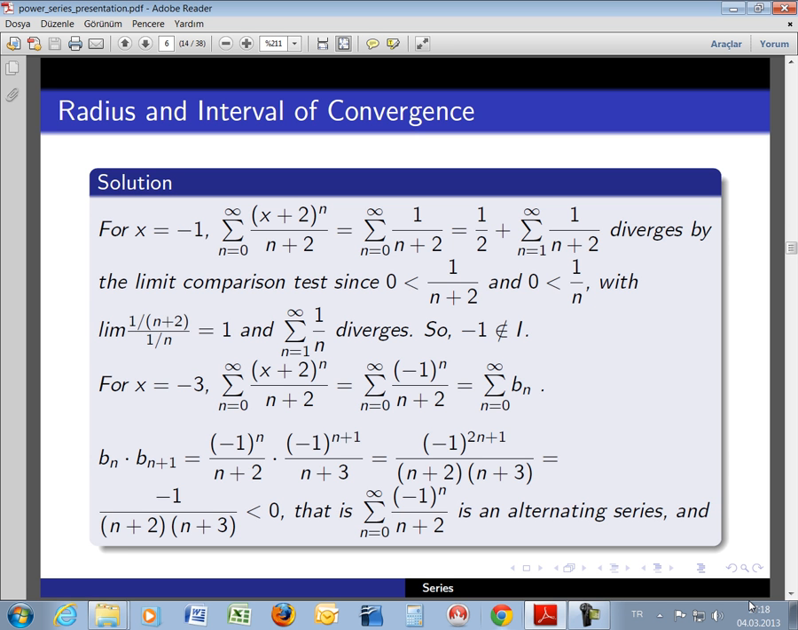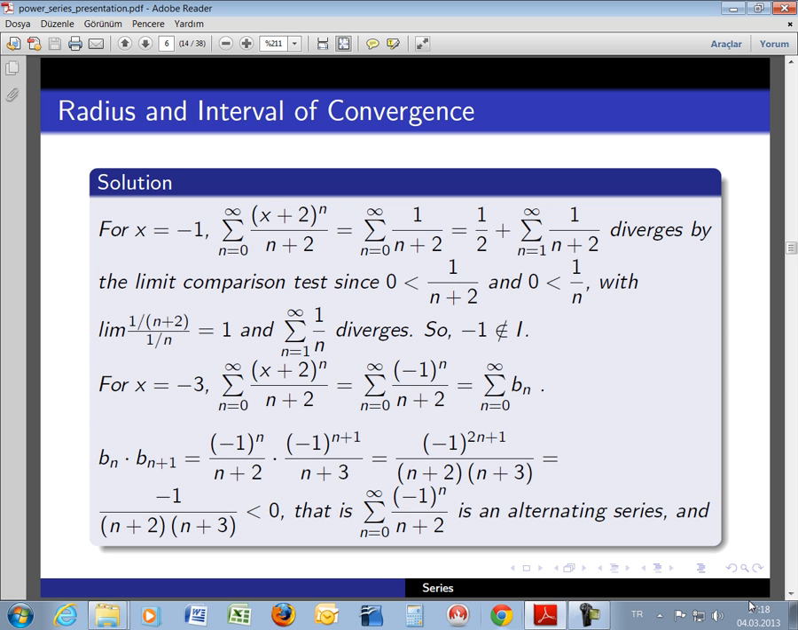If you consider the second boundary point, -3, when you put -3 for x in the series, it becomes the series from 0 to infinity of -1 to the power n over n plus 2. Certainly this is not absolutely convergent. It is known from the x equal to -1 case.